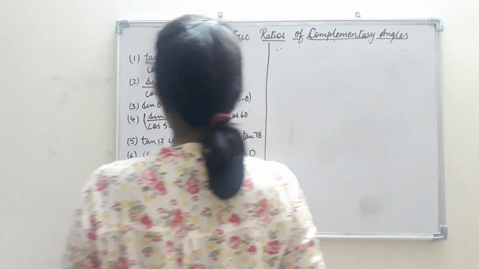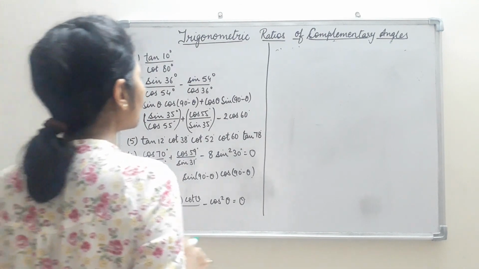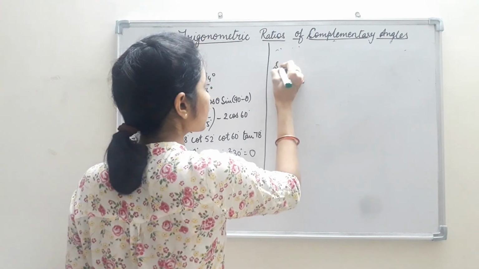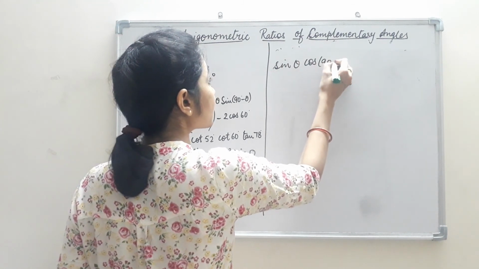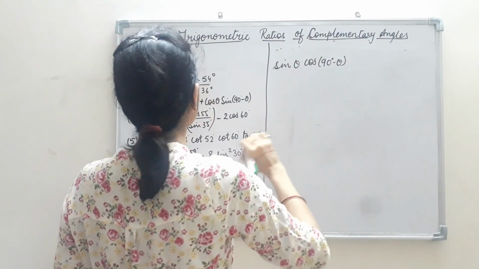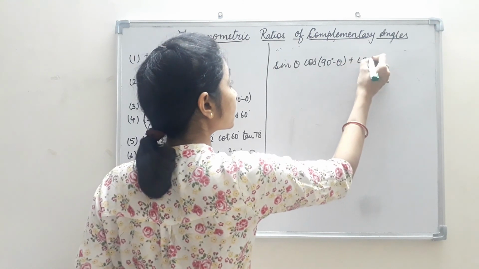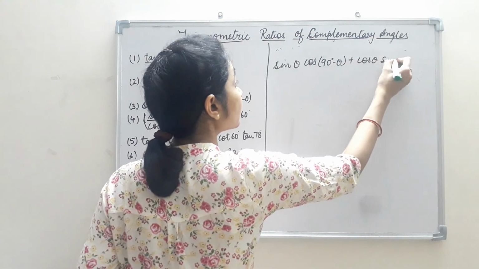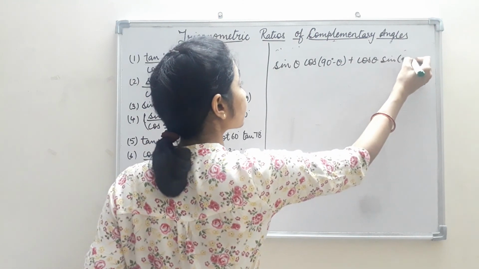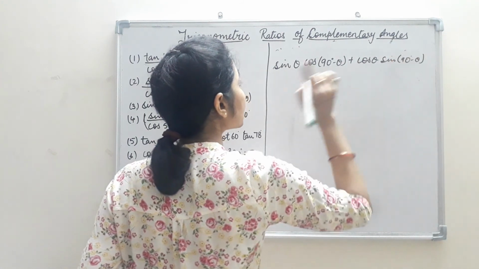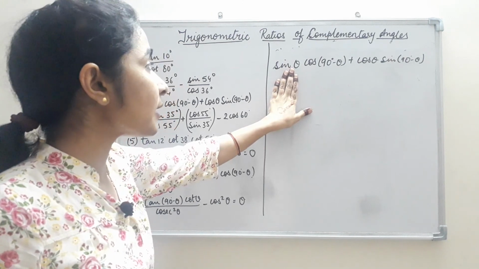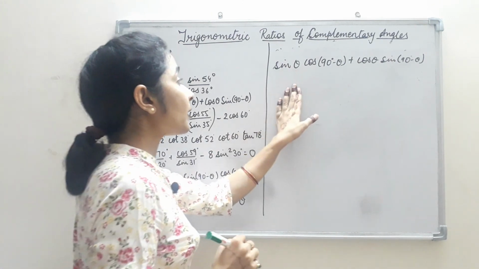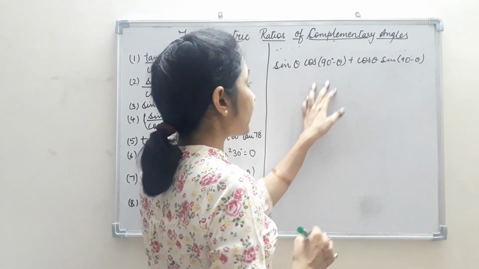The next question is sin theta into cos 90 minus theta, plus cos theta into sin 90 minus theta. Again the same thing, I will change any one of these. Here I am given sin theta, so why should I change that? It will remain as it is. So I will change cos 90 minus theta.